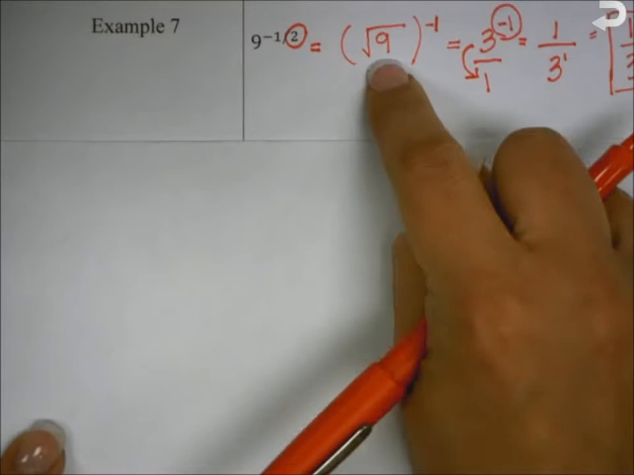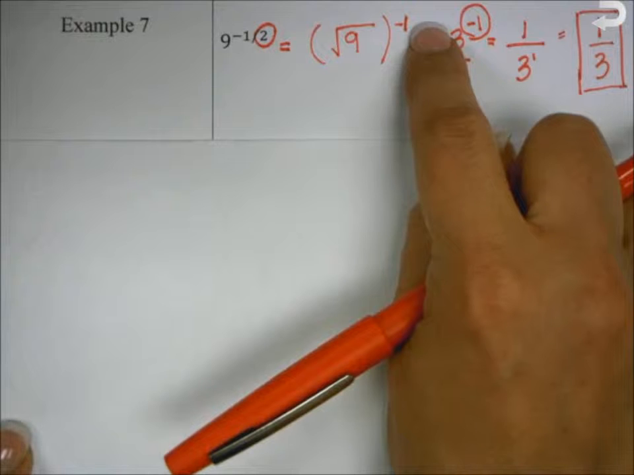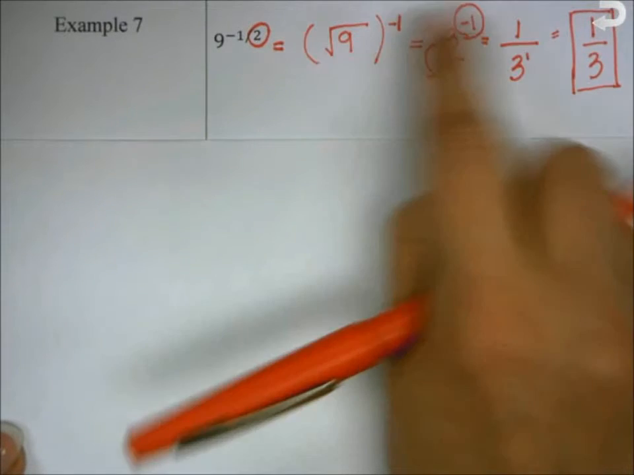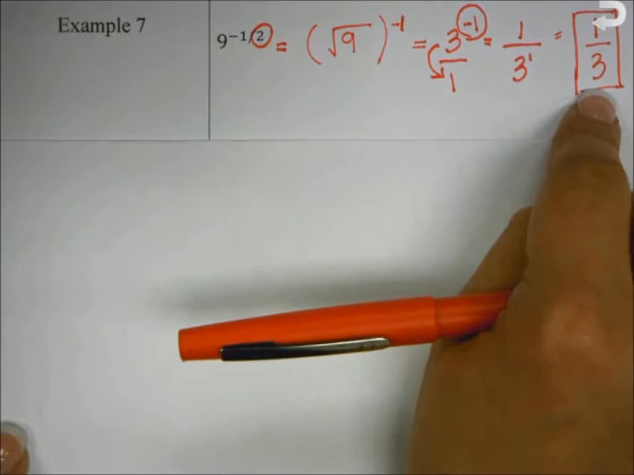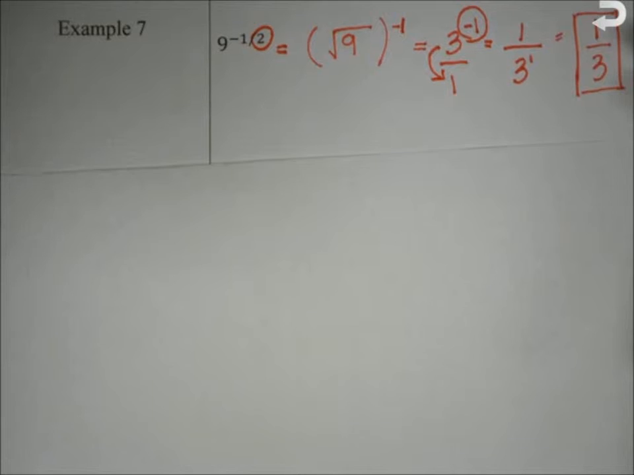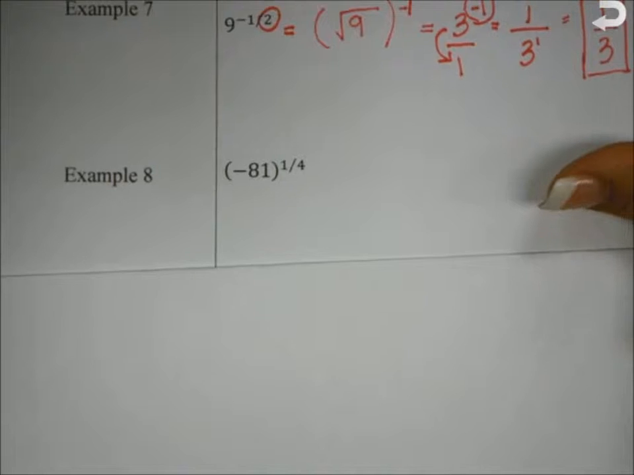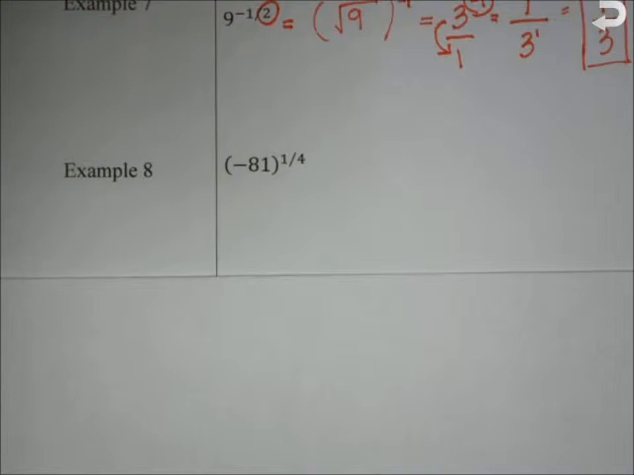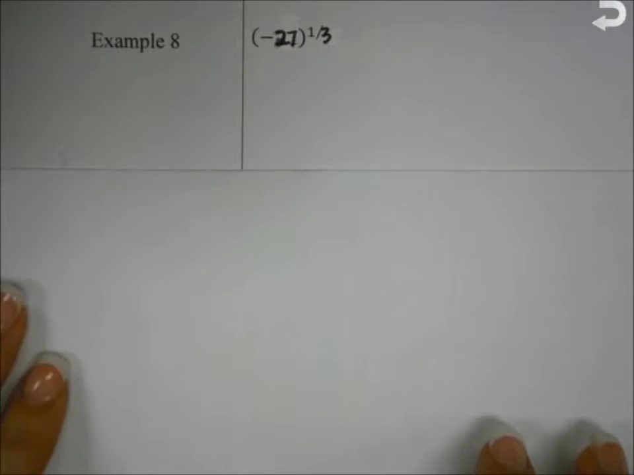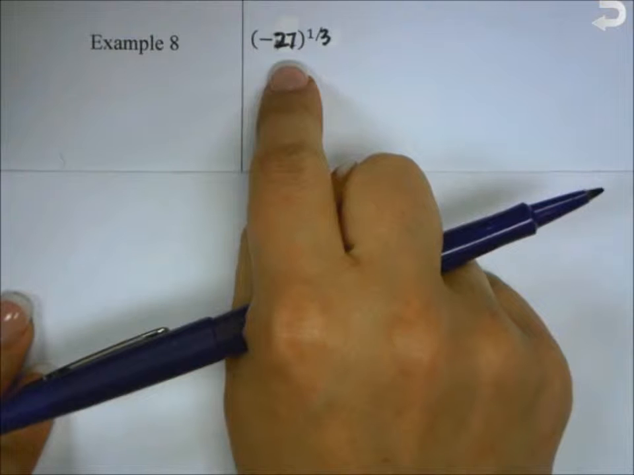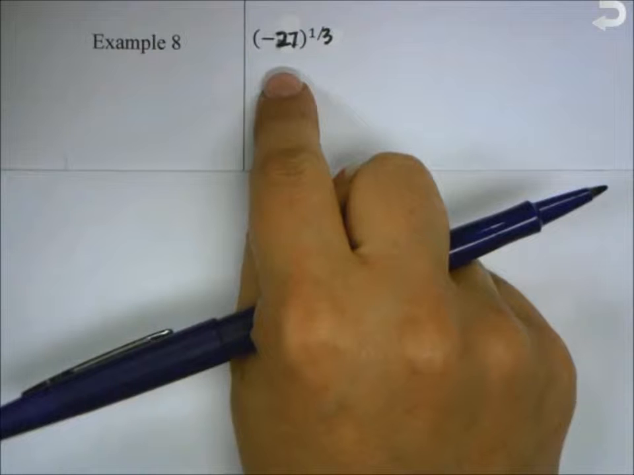So let's look at example number 8. Alright, so example 8, I have negative 27 to the 1/3 power, but this is a little bit different because I have a negative in there. Now you should only ever have a negative inside if the exponent is positive or is odd. So we should not ever be trying to take a negative root unless the index right here, or the denominator, is an odd number.